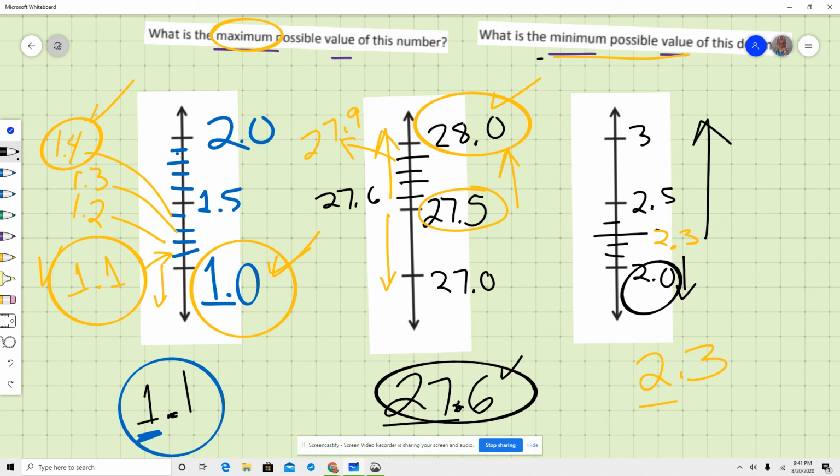Now, what is the minimum possible value to round to 2.0? Okay, the minimum possible value to round down is, let me use a different color here, 2.1, which is this one right here. That will be the minimum possible value. The maximum possible value to round down to 2.0 will be 2.4, which will be this marking right here.